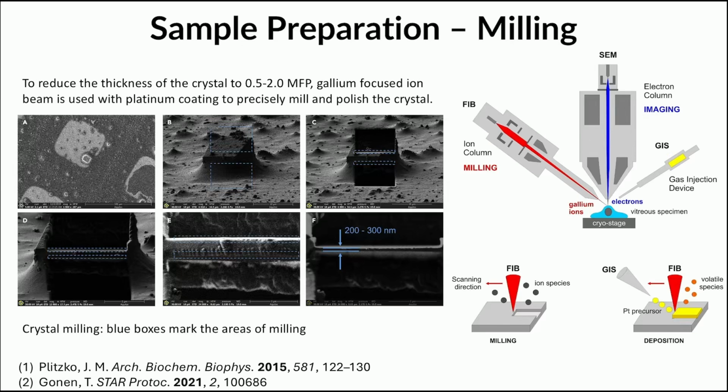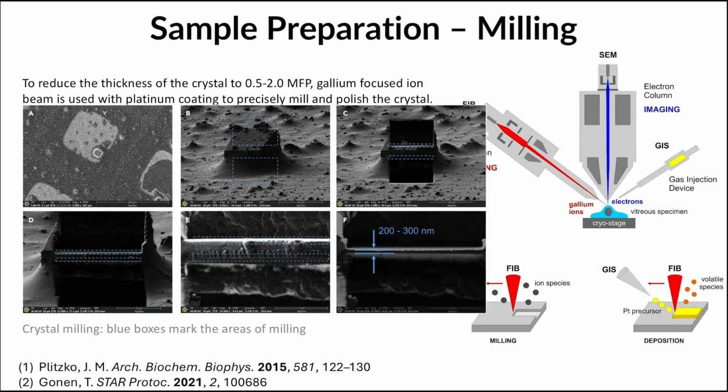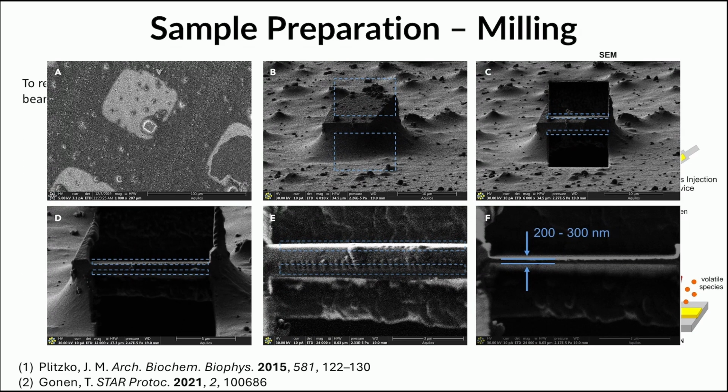So we have a crystal, we use gallium ions to get these nice images, and also to cut through those blue rectangular boxes to get it to the 150 to 300 nanometer thickness that is suitable for electron diffraction, because it's in the 0.5 to 2 times the mean free path of electrons, so it's transparent enough.